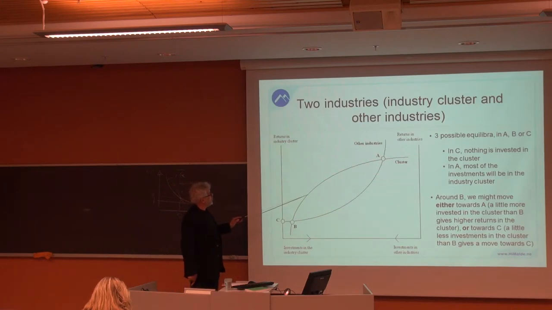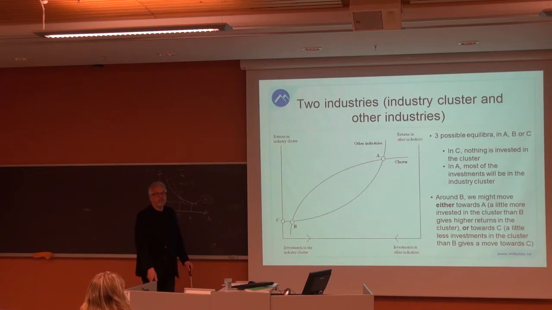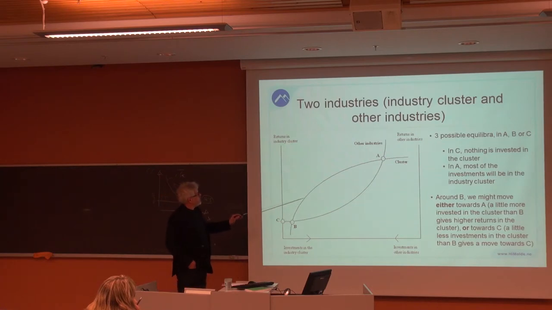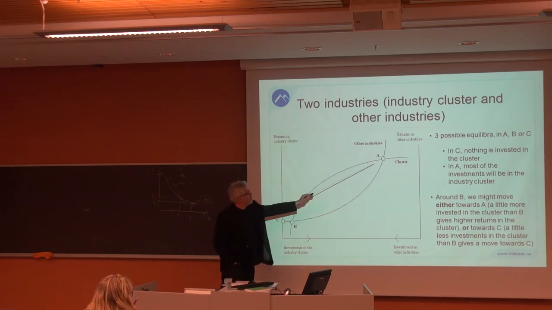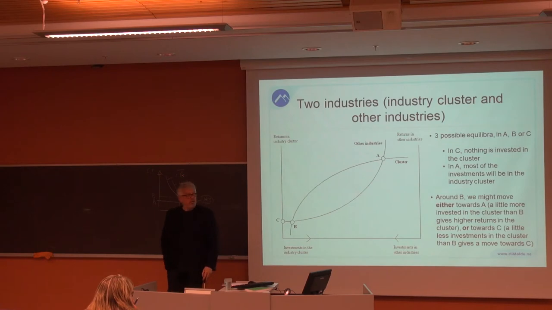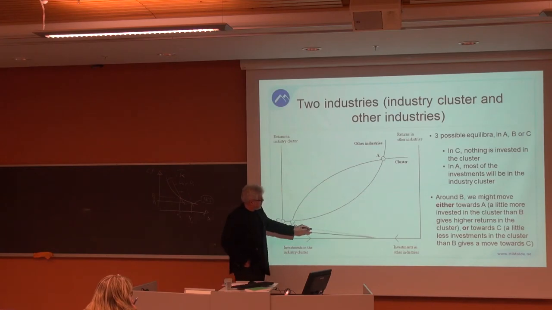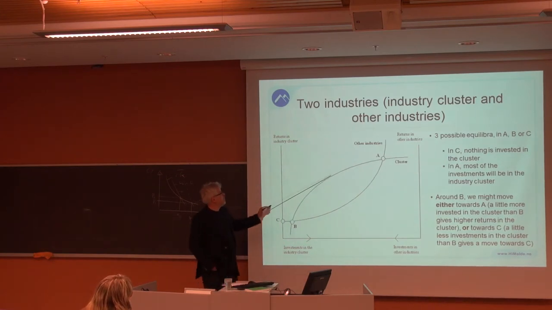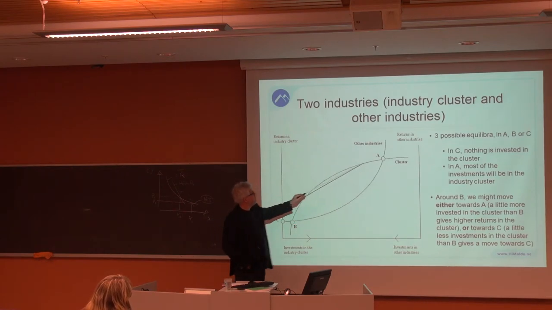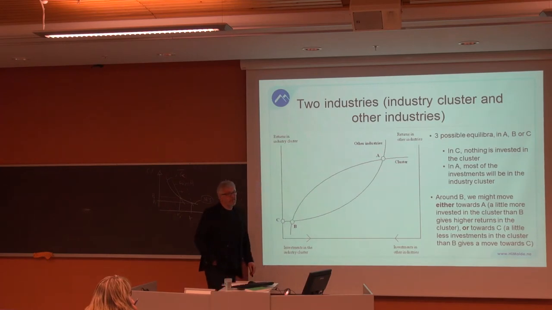And because of the difference in return on invested capital, more capital is attracted to the cluster. So this is a kind of self-sustaining growth path where capital is transferred from traditional industries up to the industry cluster, up to this point, where you have again an equal return on invested capital between all other industries and the cluster. So beyond this point, you will have some amount of investments in other industries. But as this graph is constructed, most of the invested capital will be attracted to the cluster.